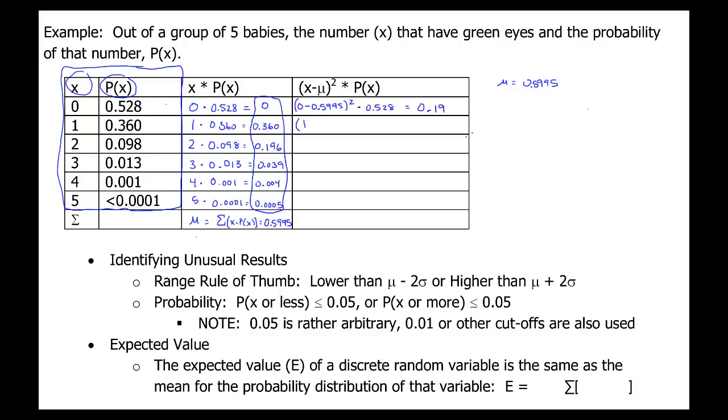Next x is 1. The mean is still 0.5995 squared times the probability of x, which is 0.360. And that comes out to 0.058. Now I'm not going to write out the work for the rest of them. You get the idea. You can fill that in yourself, and I'll just write the values for the calculations.